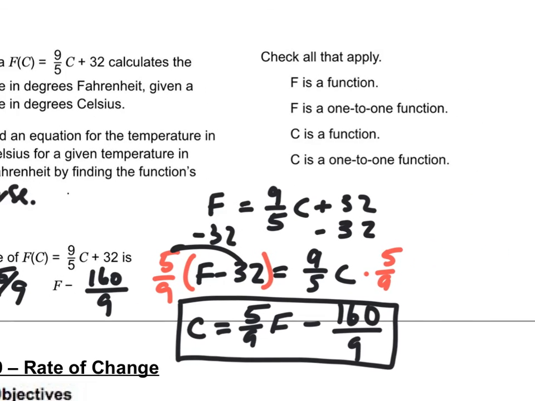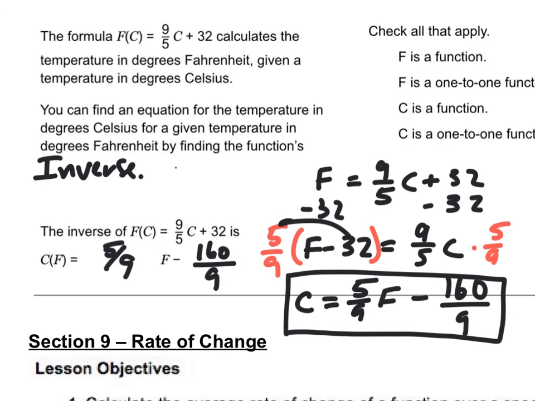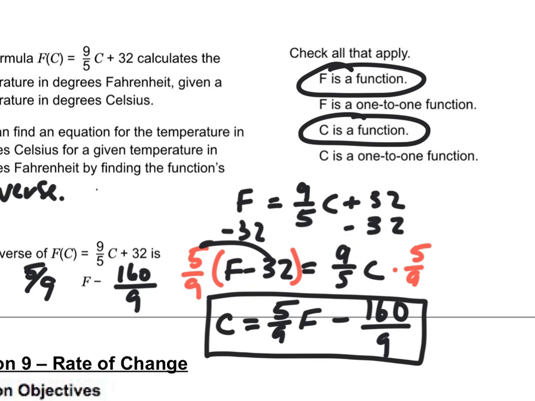And what we know is that f is a function. F is 1 to 1. And so when you have this function here, this function is a linear function, meaning it is a function. Therefore, c also has to be a function. And since they're both linear, that means that they are also 1 to 1.